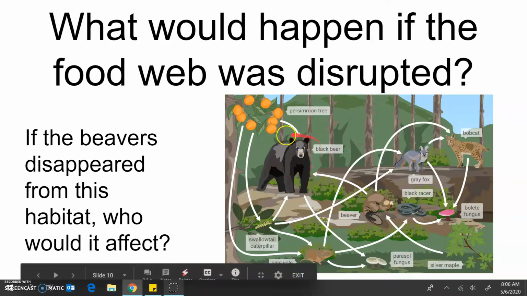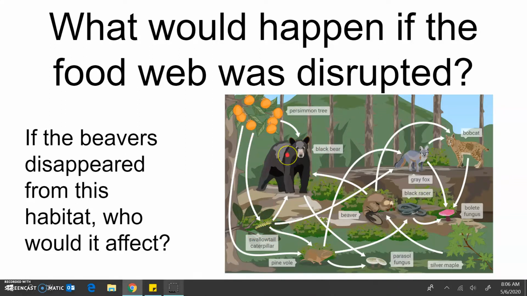All right. So with food webs, everything's very connected. Everything that you see in a habitat also assumes that there's another creature there that it feeds on, and there might be a creature that feeds on it.